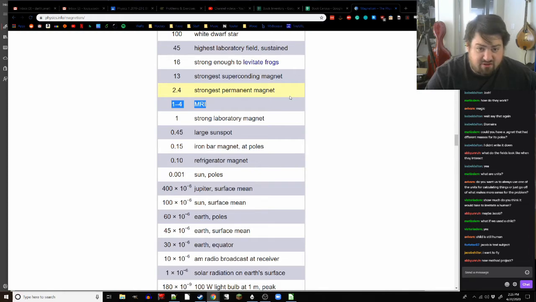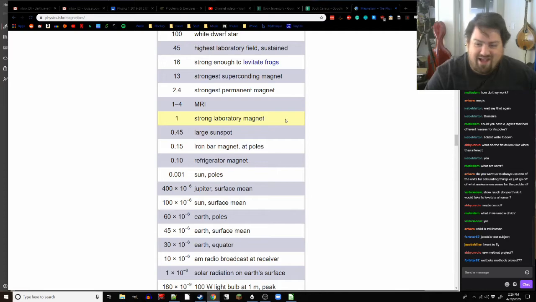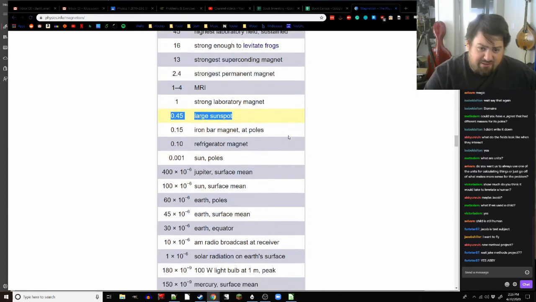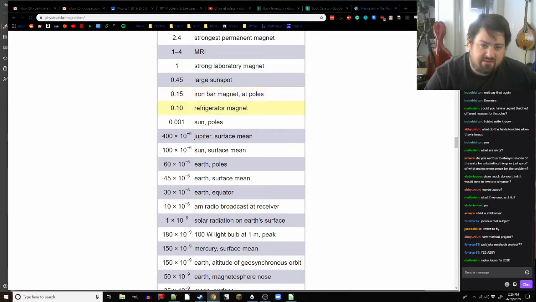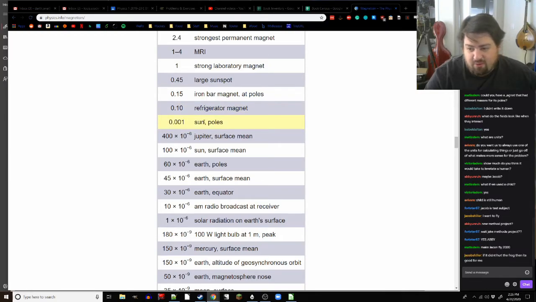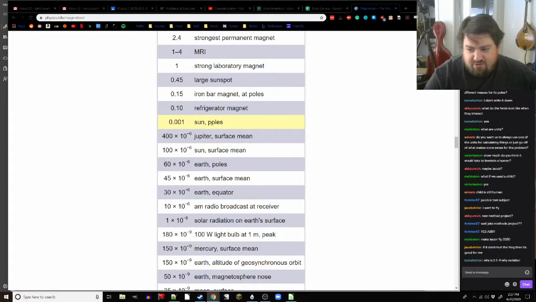MRIs are pretty darn strong, 1 to 4 Teslas. New method project. Oh god. I like that idea, but I'm also kind of disturbed. 0.45 Tesla for a really large sunspot. At the poles of a good iron bar magnet, we're talking 0.15 Tesla. Your standard refrigerator magnets are 0.1 Tesla. The sun's magnetic field is 0.001 Tesla at its poles, which should be, I hope, surprisingly small.